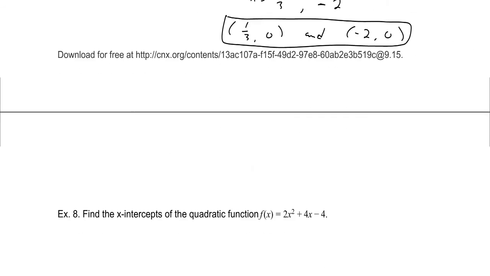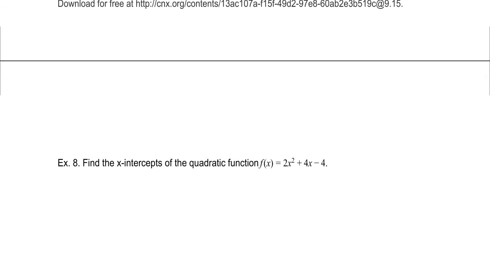Alright, next we want to find the x-intercepts of this function. Now this one, looking at it, go ahead and factor that. That would be 2 times x squared plus 2x minus 2. Let's see, integers that multiply to be negative 2 that add to be 2. We're not going to find any. Okay, back to the drawing board. It's not going to factor evenly.